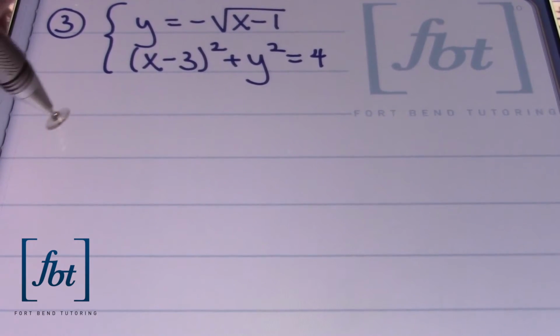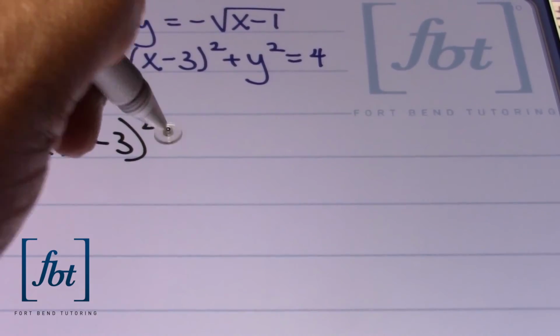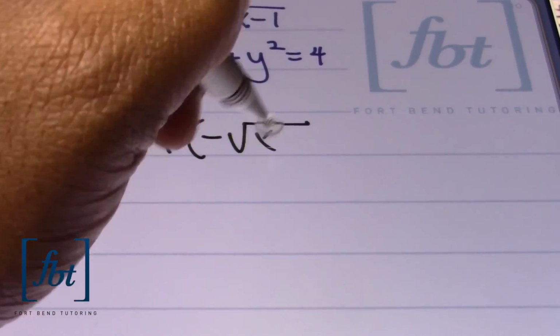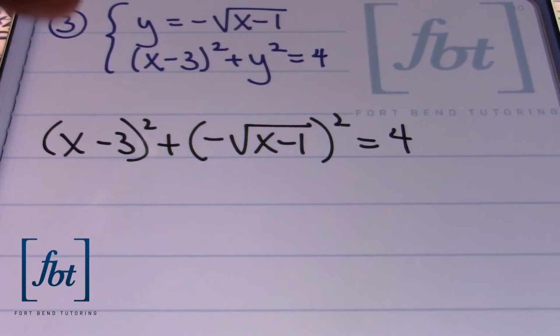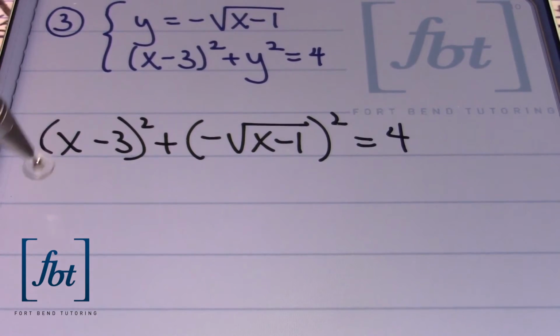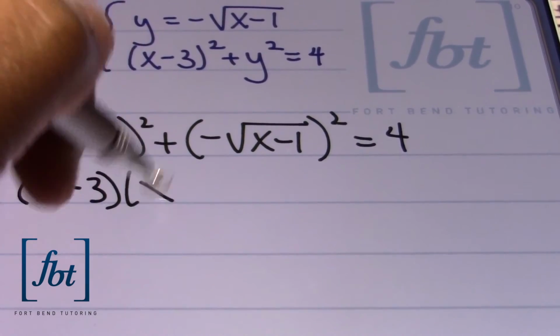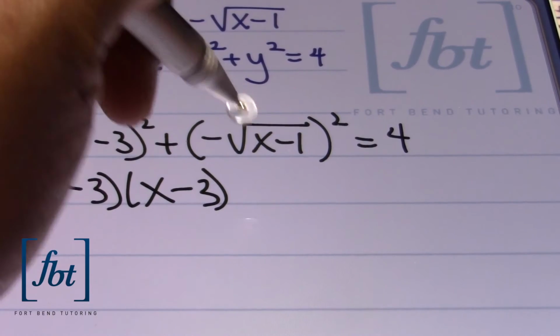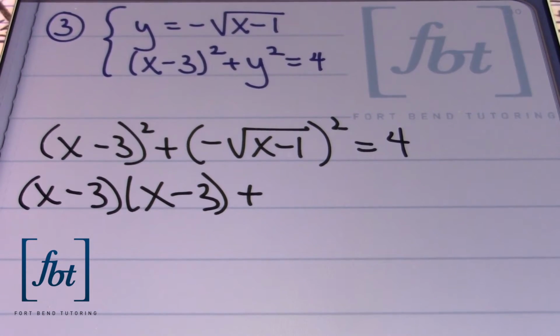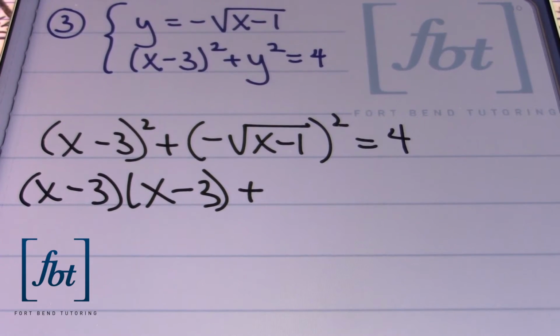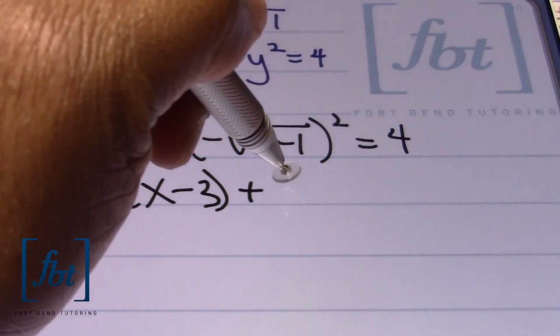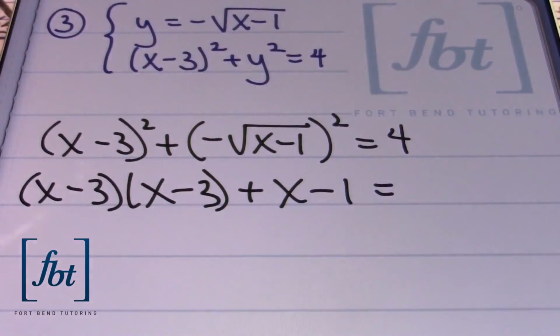We're going to rewrite this as x minus 3 squared plus the quantity of negative square root of x minus 1 squared equals 4. So once I've done this, we'll then expand that quantity squared to read x minus 3 times x minus 3. And knowing that we have this negative square root of x minus 1 squared, that a negative times a negative is a positive, and then squaring the square root, it'll just be the radicand that remains, we'll have x minus 1 coming from underneath that radical. And this still equals 4.